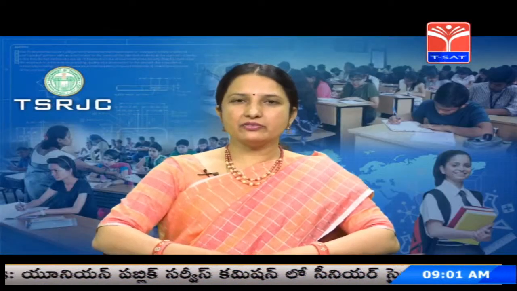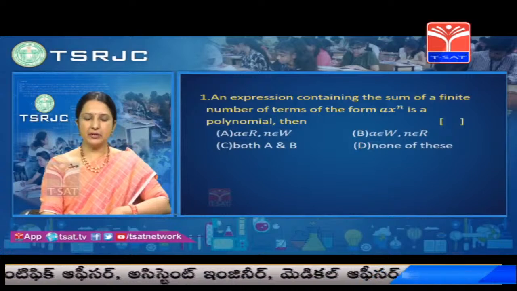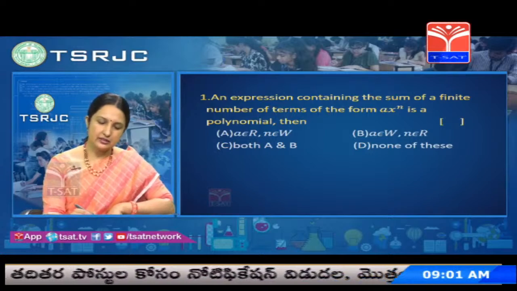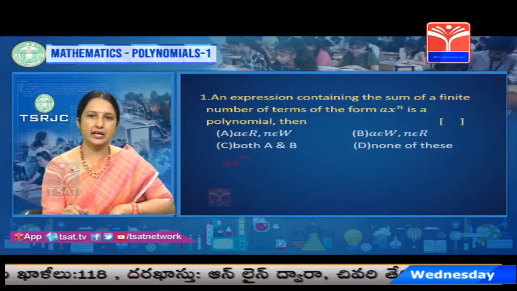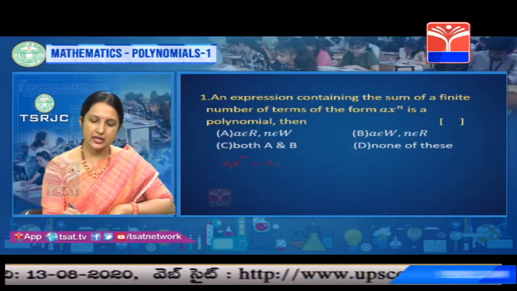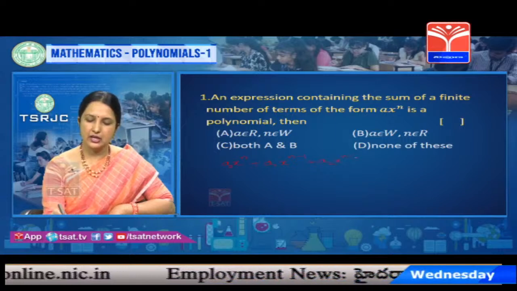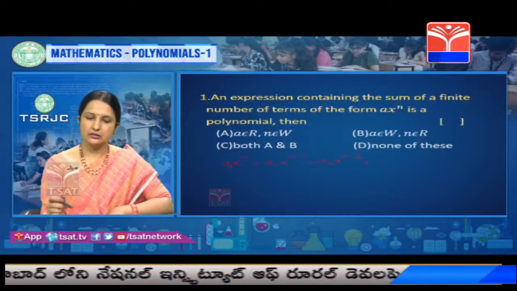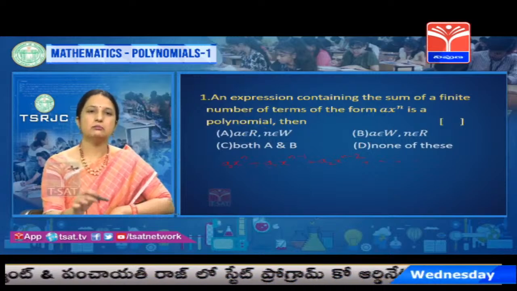Hello students, now we are going to learn polynomials. An expression containing the sum of a finite number of terms of the form ax power n is a polynomial. The general form is a0 x power n plus a1 x power n minus 1 plus a2 x power n minus 2 and so on. So, the sum of ax to the power of n is called a polynomial.